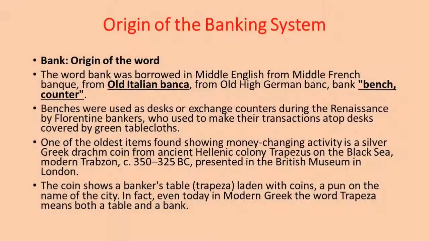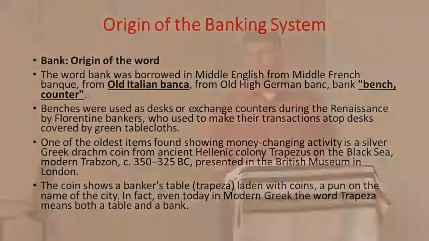So this is a long time ago. They got a coin dating back that far. The coin shows a banker's table, trapeza, laden with coins, a pun on the name of the city. In fact, even today in modern Greek, the word trapeza means both a table and a bank. A table and a bank. So it's got some implications, right?